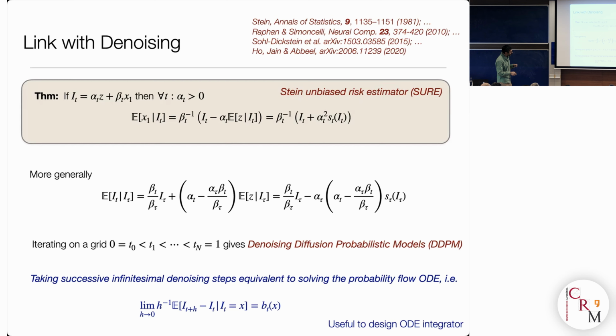And from a numerical perspective, this means that you can think about this as an alternative discretization to the ODE, an alternative to, for example, forward Euler or Runge-Kutta. Okay, so that's that link.